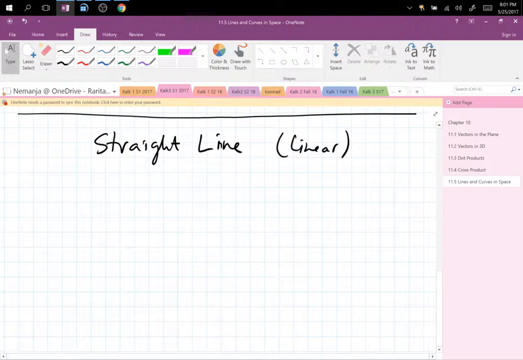In Calc 3, same thing. We are going to have a linear line, and a linear line is only allowed to have t to the first power, x to the first power, y to the first power, and z to the first power. All of them have to be first power. So, yeah. Now let's see how that works in 3D space.